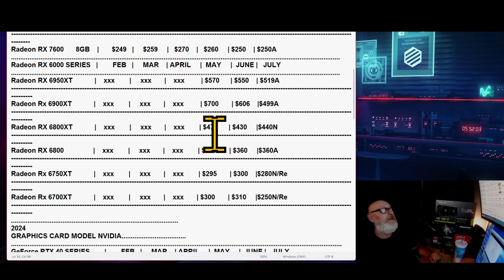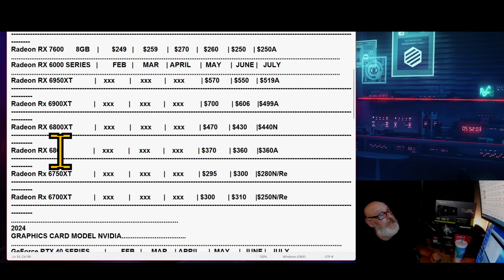Looking at that, in May it was $700. In June, it was $606. July, this month, $499 on Amazon. I don't know if it's a fluke or somebody's trying to push a certain amount out, but a 6900 XT for $499 on Amazon. So if you want to pull the trigger on that, you got a good deal there.